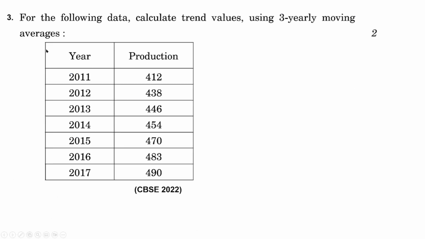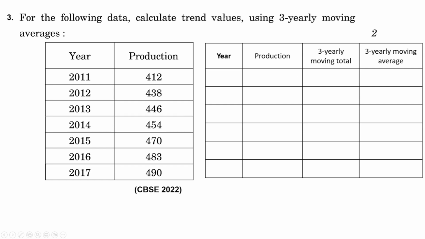Now moving on, for the following data, calculate trend values using 3 yearly moving averages. So here we have to find the trend value using 3 yearly moving average. Here they have given year from 2011 to 2017, and then we have the data on production. The various values are given here. Now let us find the 3 yearly moving average. So let us draw a table like this. For various years, let us write the values.